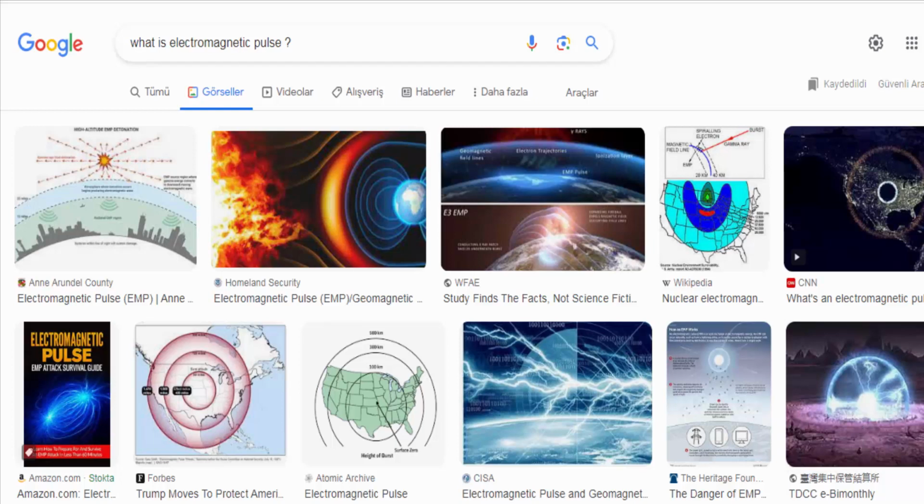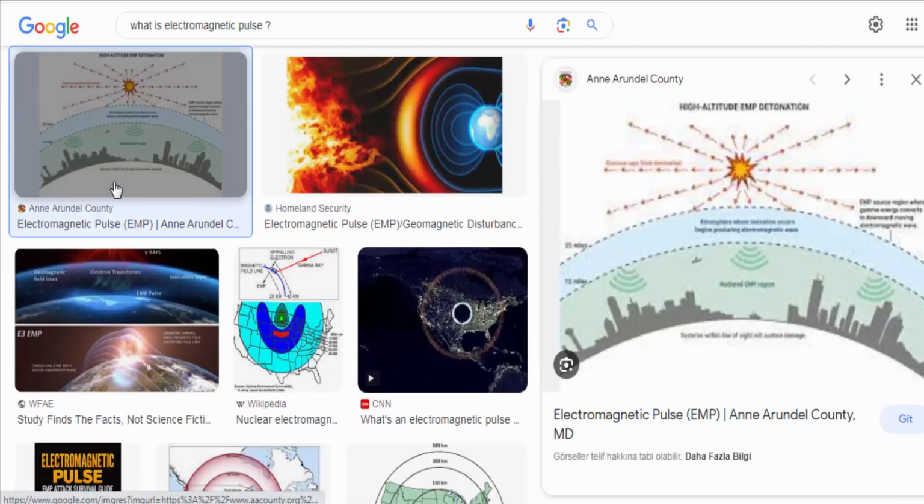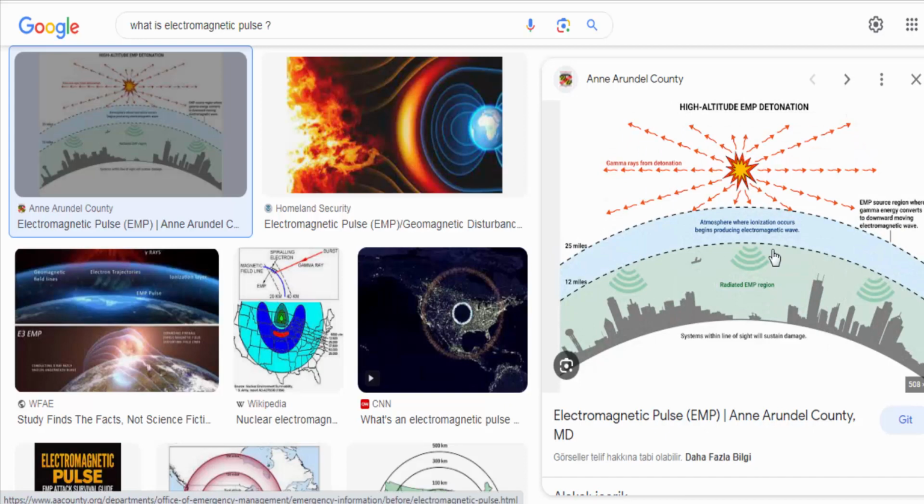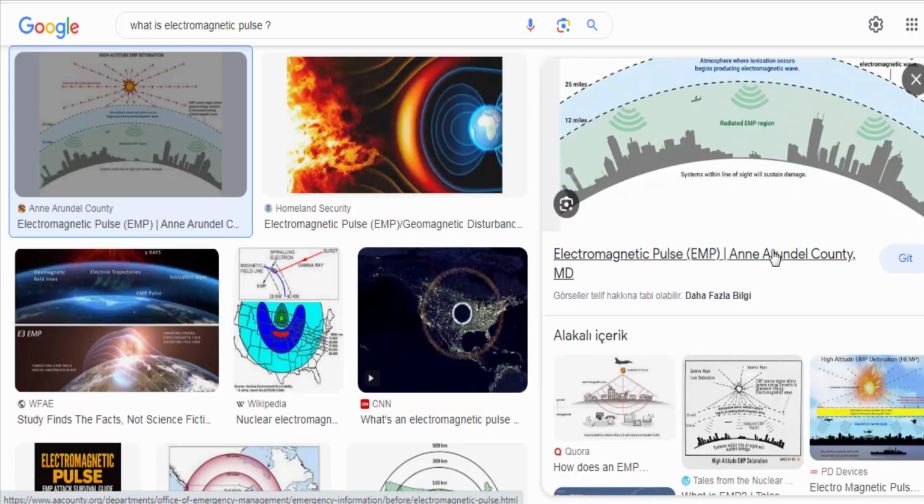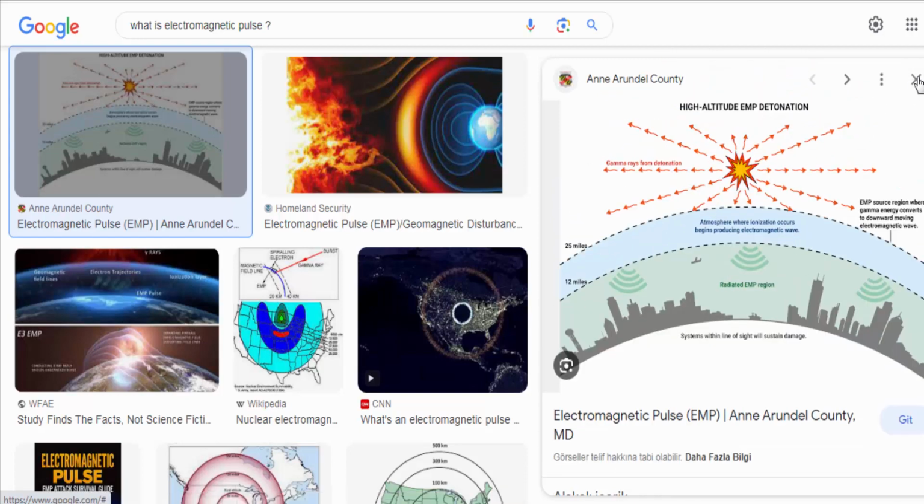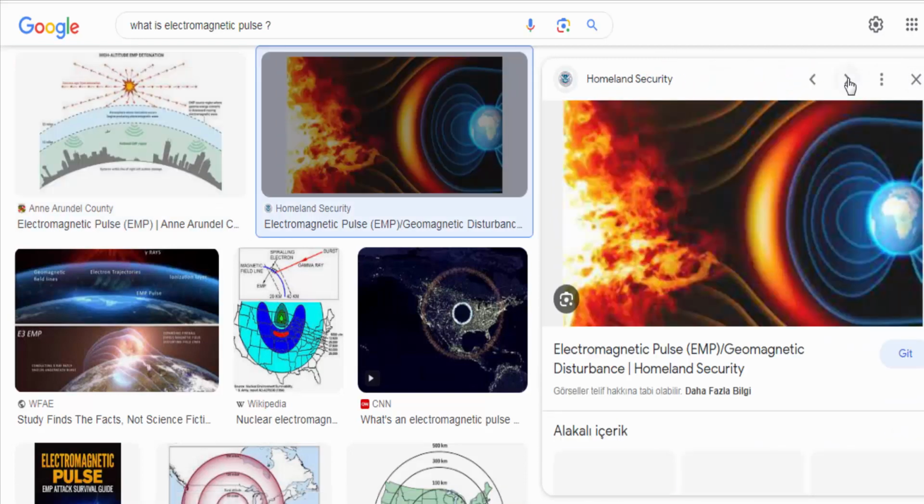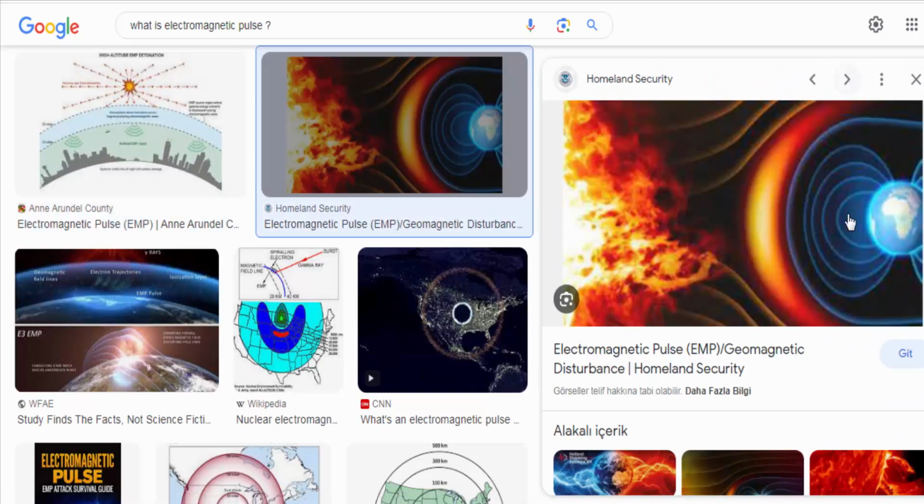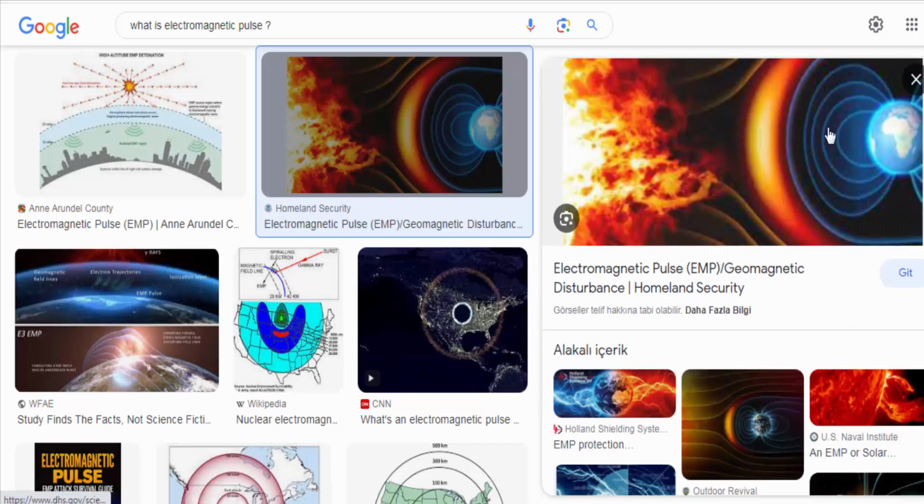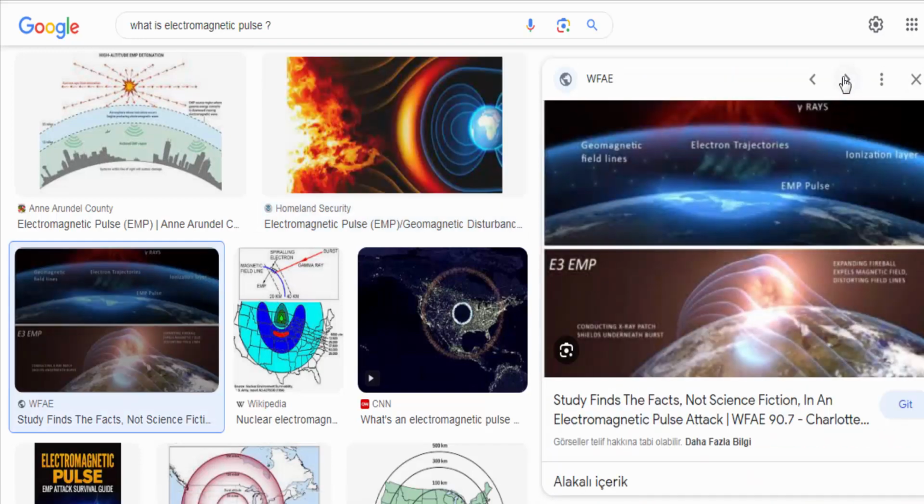An electromagnetic pulse (EMP) refers to a short burst of electromagnetic radiation that can disrupt or damage electronic devices and electrical systems. It is typically caused by a high-intensity burst of electromagnetic energy, often originating from a nuclear explosion, although non-nuclear EMPs can also be generated using specialized equipment.